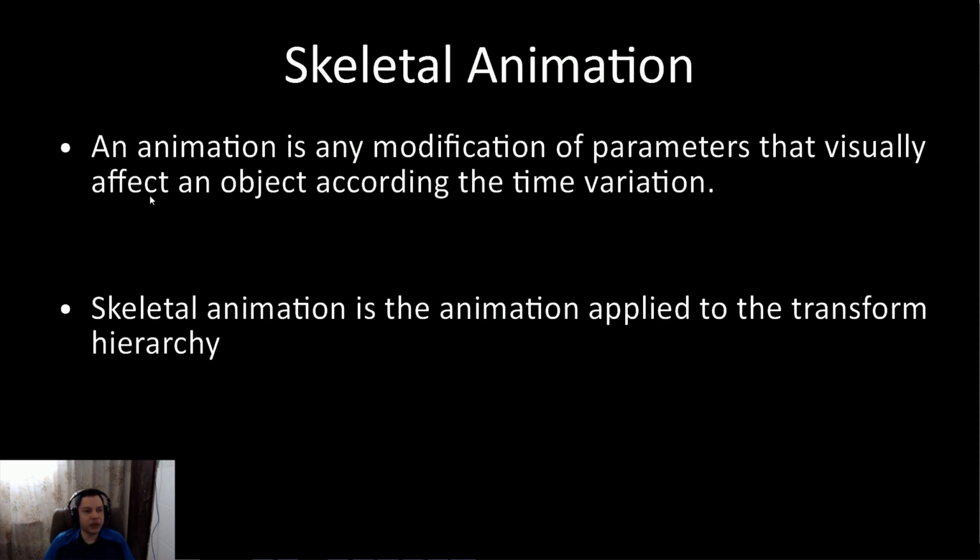The next topic is skeletal animation. As we have the mesh skinning working, we need a way to update the vertex position considering the time variation. An animation is any modification of parameters that visually affects an object according to the time variation. Skeletal animation is the animation applied to the transformation hierarchy.